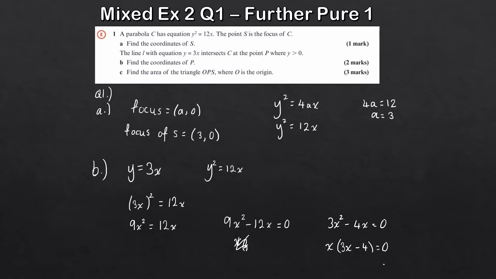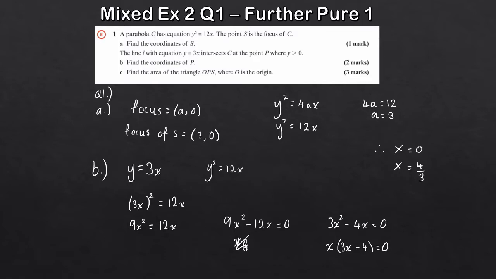Here now, we're going to get two x solutions. We're going to get x equal to 0, clearly, and then we're also going to get 3x equal to 4, so x equal to 4 over 3. So there's two solutions: x is equal to 0, and x is equal to 4 over 3. But remember, we want the coordinates, so we have to have a look now at what y is when x is these points.